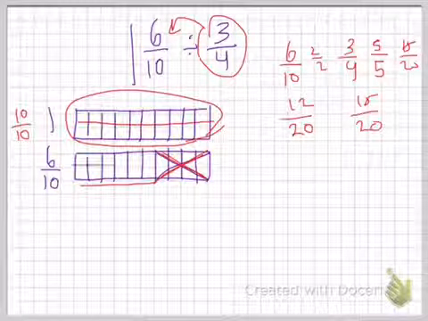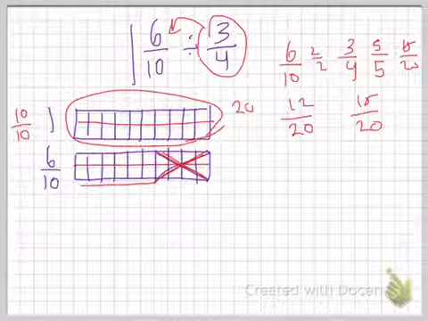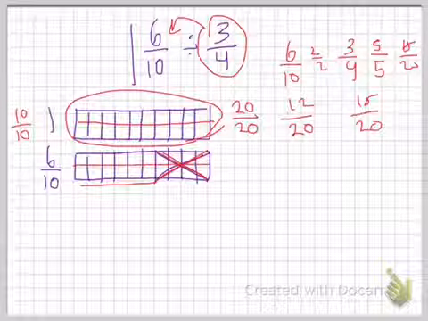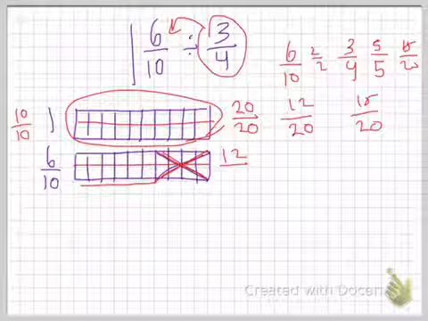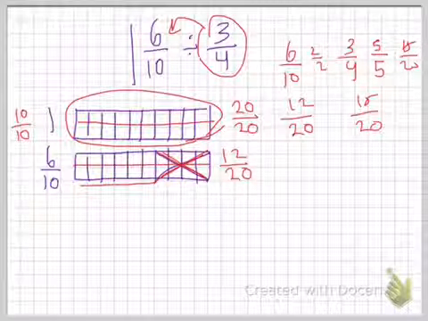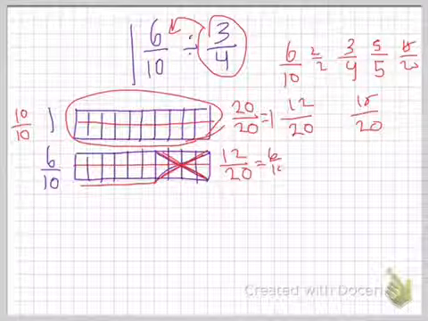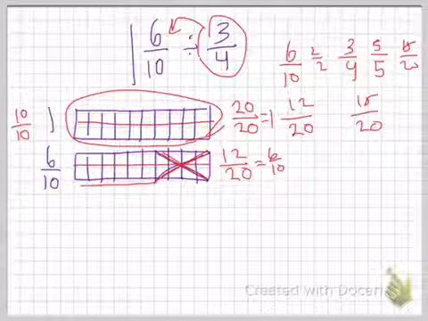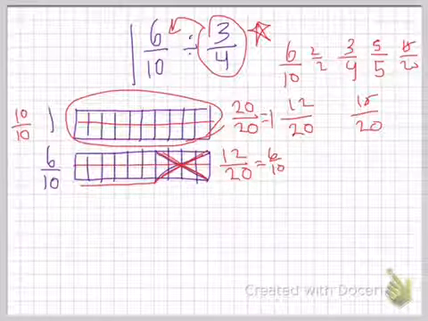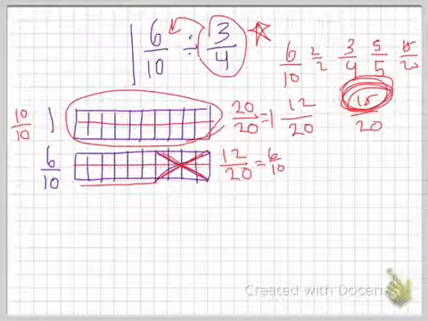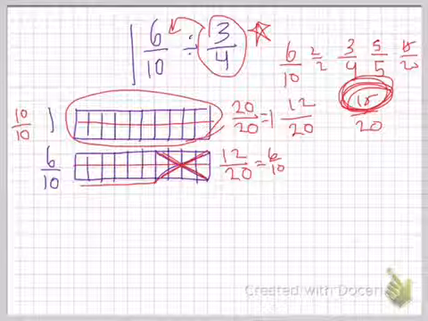So I can draw my line straight across. And now, this top line, instead of 10 tenths, I have 20 20ths available. And on the bottom, instead of 6 tenths, I have 12 20ths available. It's still equivalent to 1 and 6 tenths. I just wrote it differently. And now I need to be sure that instead of counting groups of 3, I'm now counting groups of 15. Well, this might take a little while.